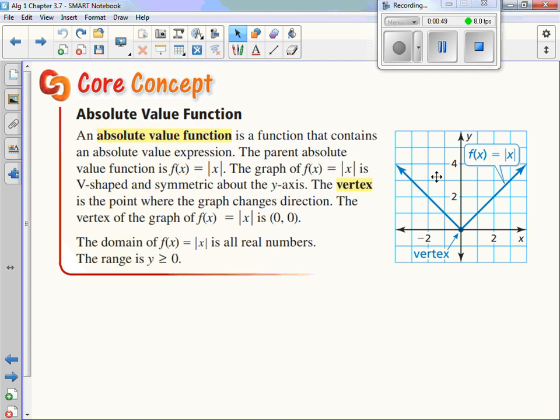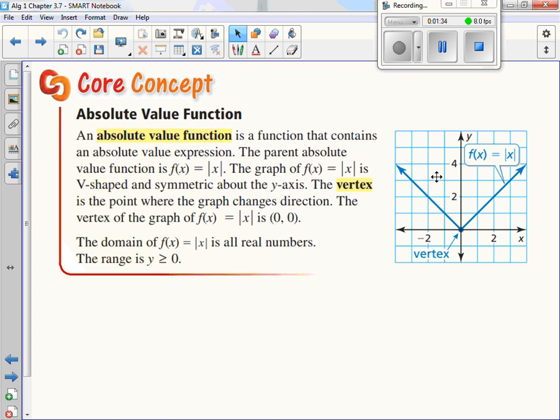When we graph it, it looks like a V. And the domain for this is going to be all real numbers. The domain for any absolute value function is going to be all real numbers. Now, the range is going to be all the values greater than or equal to 0. For the parent function, the range is y is greater than or equal to 0, because the smallest y value is at 0, at the x-axis, and it goes up. So this is for the parent function.